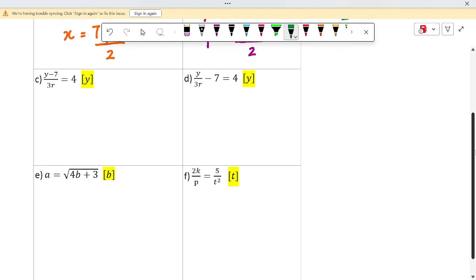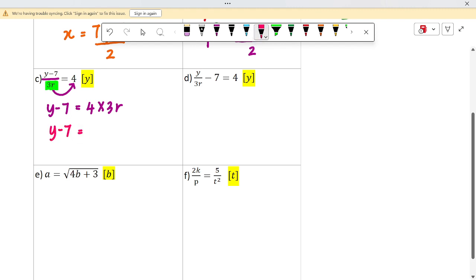Let's see question C. Question C, we have a fraction. Always remember, when you have a fraction, the first thing we are going to remove is your denominator. Always. So your denominator will be shifted first. As you can see, over. Over means divide. You shift to the right side, it will become times. So 4 times 3r, which will give you y minus 7 equals 12r. Next step, you only want y. Negative 7, you shift to the right side, it will become positive 7.